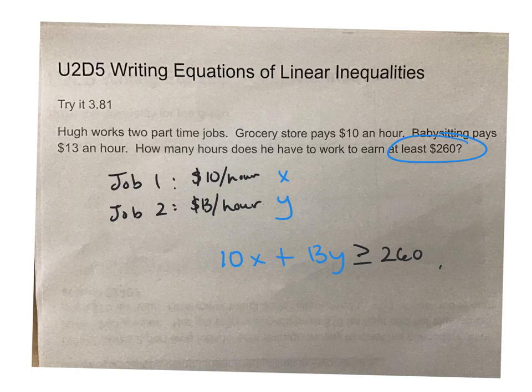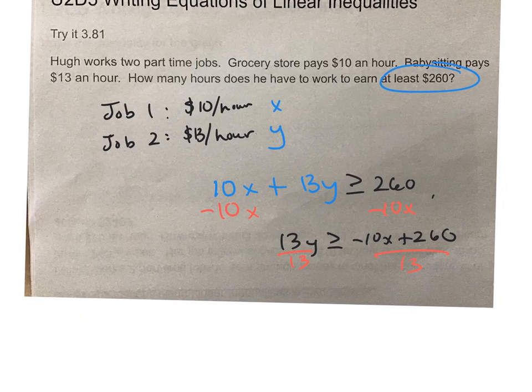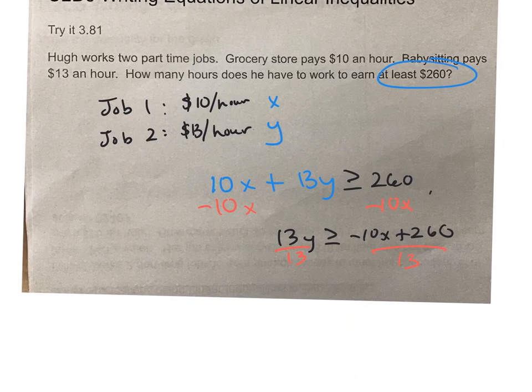So now, if we want to graph this, we would have to put it into y equals mx plus b. So we start doing the same exact steps. Subtract over 10x, subtract over 10x. We get 13y is greater than or equal to negative 10x plus 260. And finally, we divide by 13 and divide by 13. And so your final result, the inequality that would represent this if we wanted to graph it, would be y is greater than or equal to negative 10 over 13x plus 20.